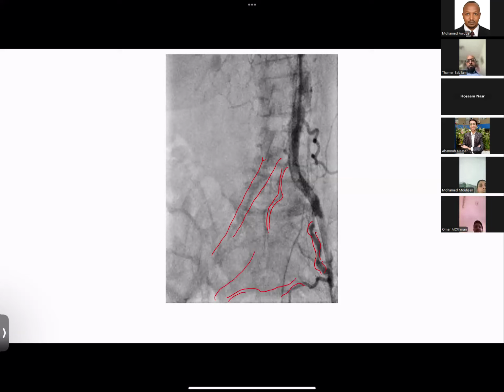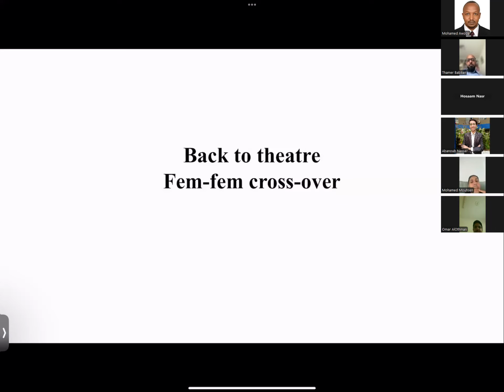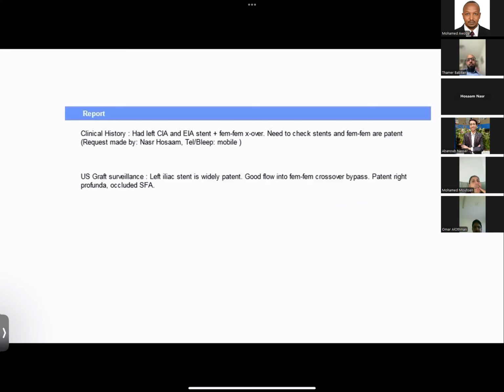And I thought to myself, there's no way I was going to go through all that hassle again with the right side. So we took her back to theatre and we did a fem-fem crossover. A couple of years later, I think that was a discharge surveillance scan, which is usually in 2 years, and it's all working fine, patient symptom-free.